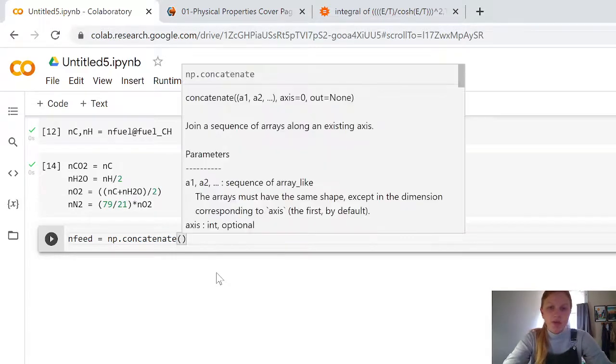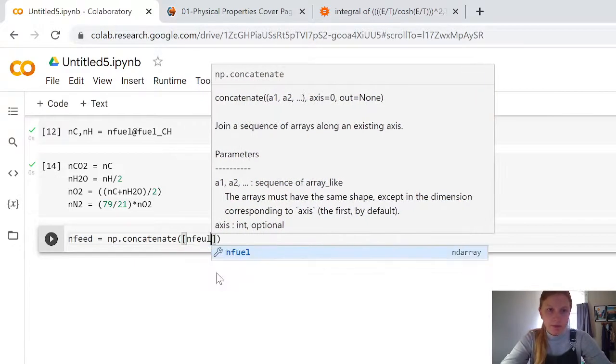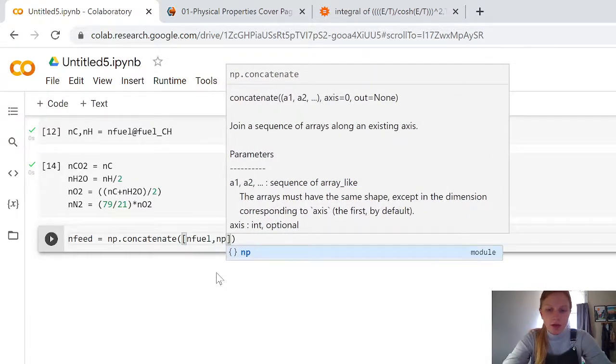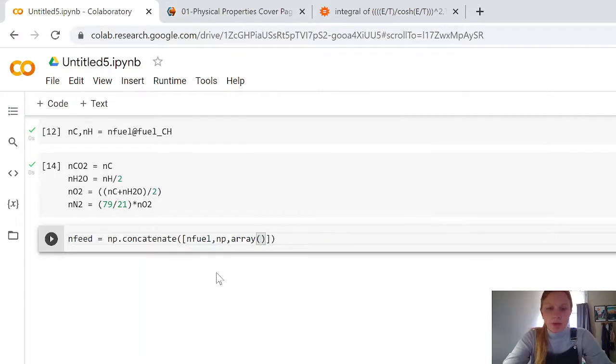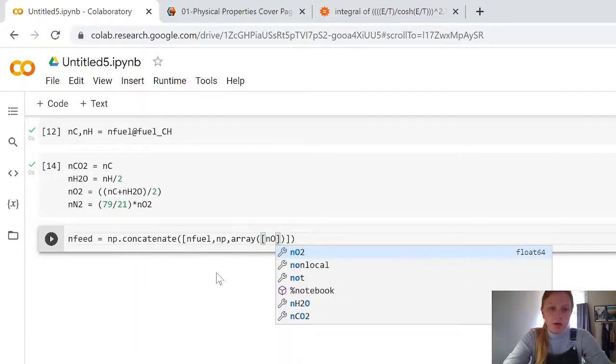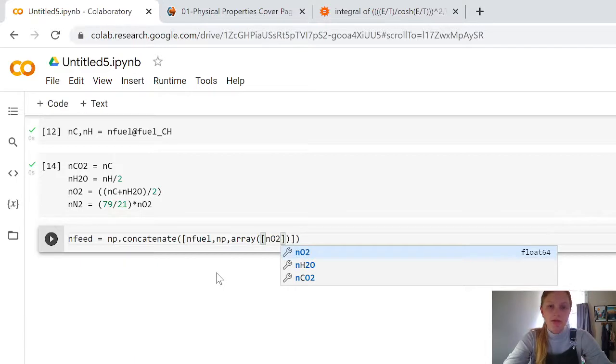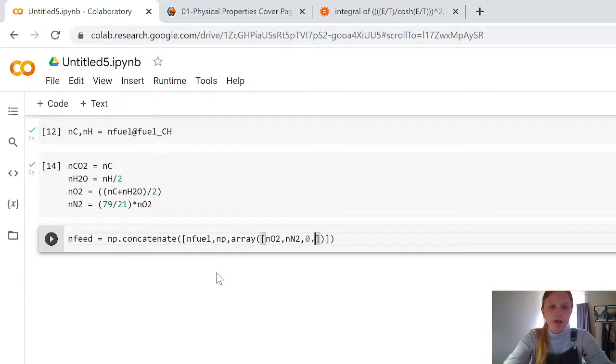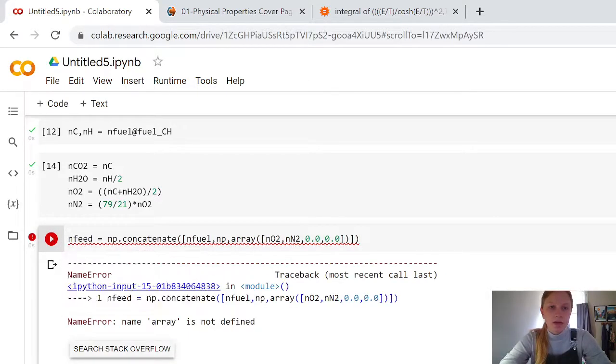And this is where we're going to use our moles of fuel and then the array of the oxygen, nitrogen, carbon dioxide, and water. So we'll have N fuel here. And then we'll have our array, and we will put in our moles of oxygen, moles of nitrogen, and then for everything coming in, we have 0 moles of carbon dioxide and 0 moles of water. Okay, load that in there.